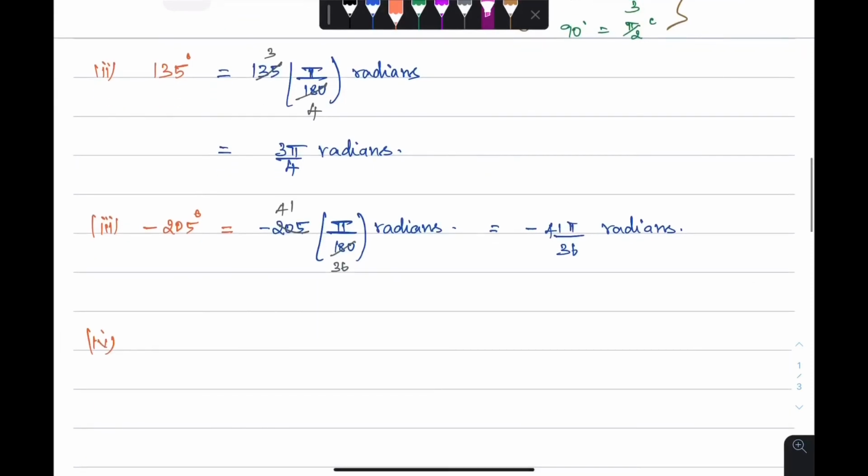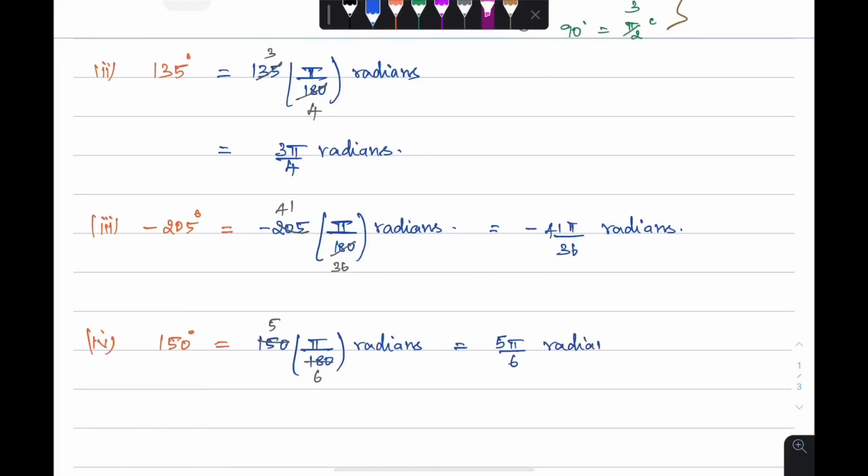Now let's quickly do the fourth question. So what's the fourth question? 150 degree can be considered as 150 into pi by 180 radians. So which can be simplified as, okay, I'll leave it to you, children, you do it. By now you could have done it. Very good. So it's 5 pi by 6 radians, children.